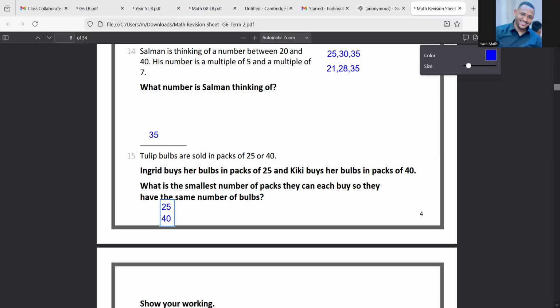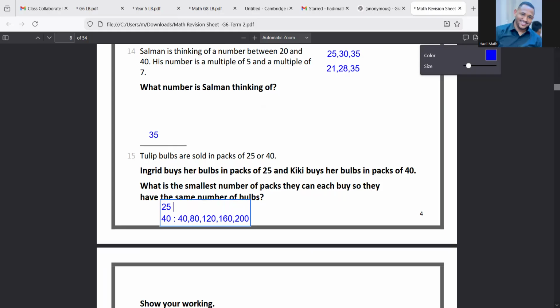You can go with the big number, 40. Multiples of 40 are 40 and 80, like your multiplication table of 4. 4 multiply 1 is 4, then 40. 4 multiply 2 is 8, then 80. 4 multiply 3 is 12, then 120. 4 multiply 4 is 16, 160. Multiply 5 is 20, so 200.